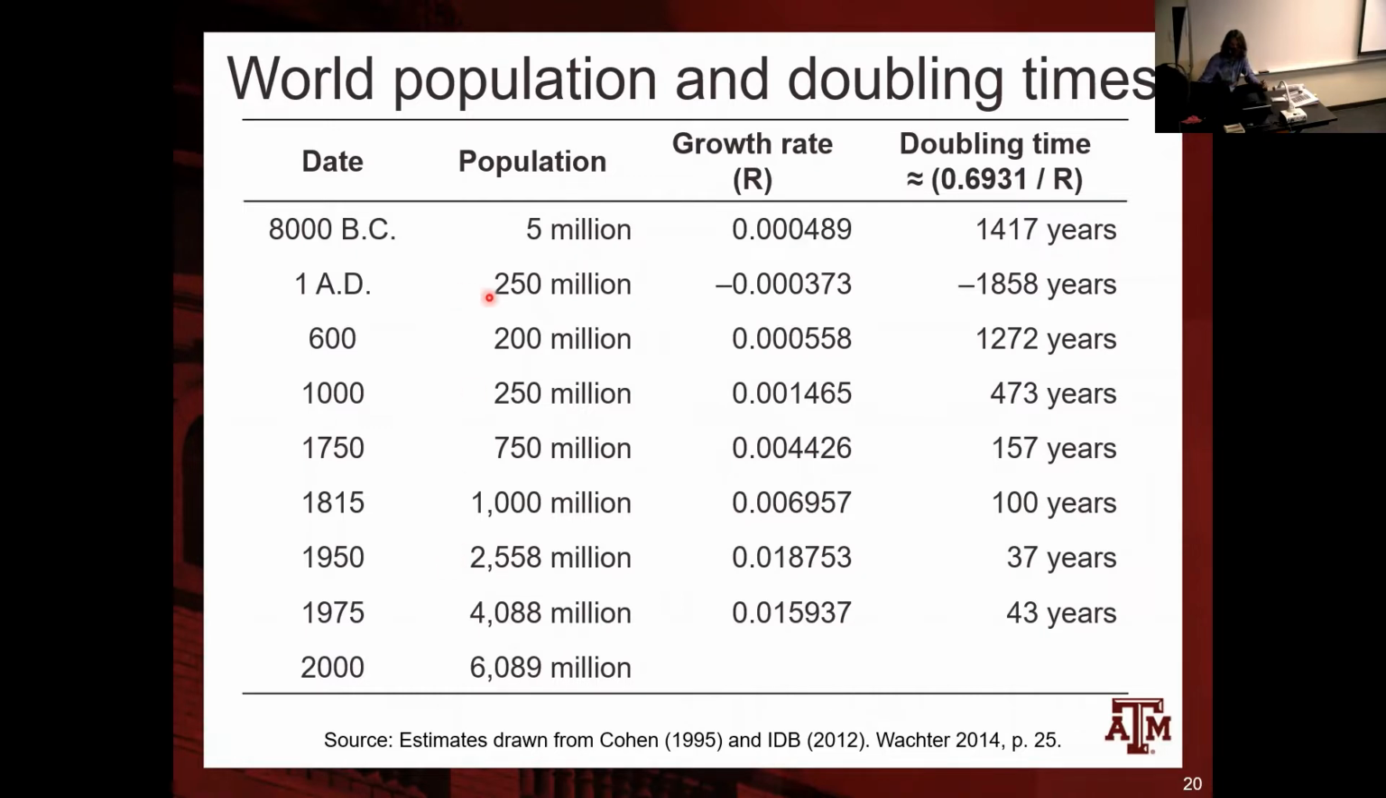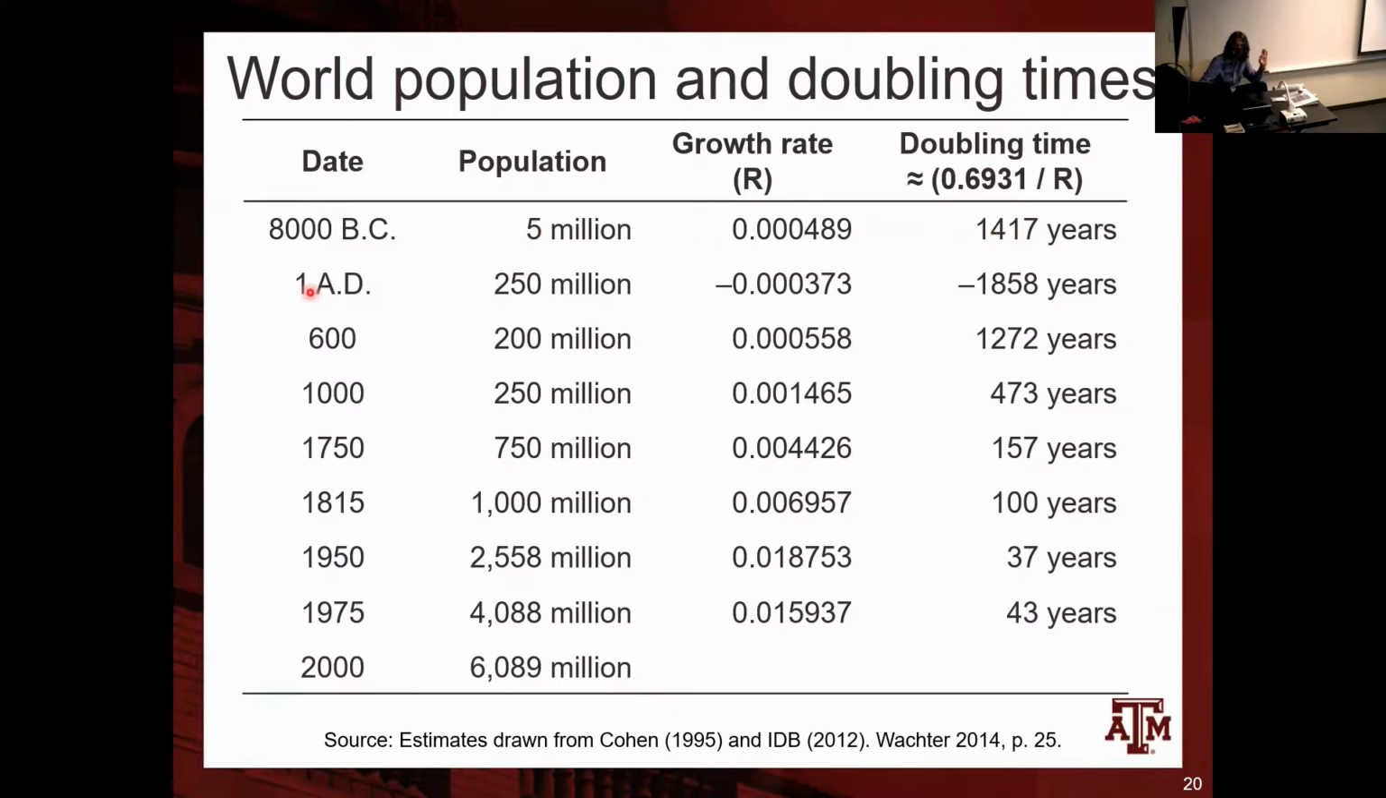In 8000 BC, the population was around 5 million people. In 1 AD, 250 million people. So the growth rate between this time point and this time point was 0.0004 or 0.0005, right? And then if we divide the log of 2 by this growth rate, you would say if the population grows so slowly like that, it would take 1,417 years for the population to double in size. To go from 5 to 10 million, the population would take this amount of years to double in size.